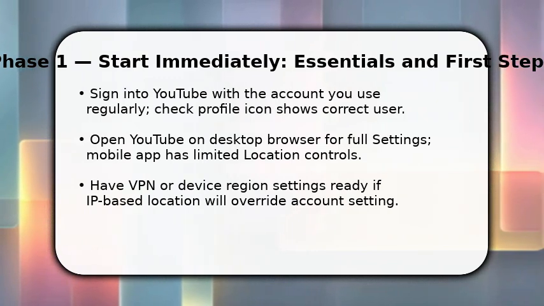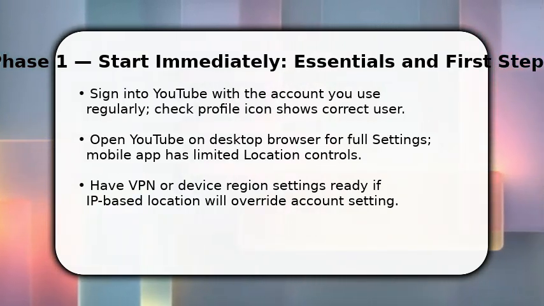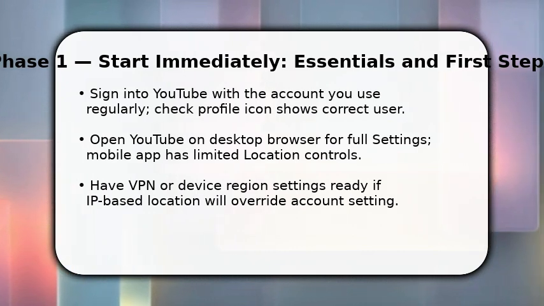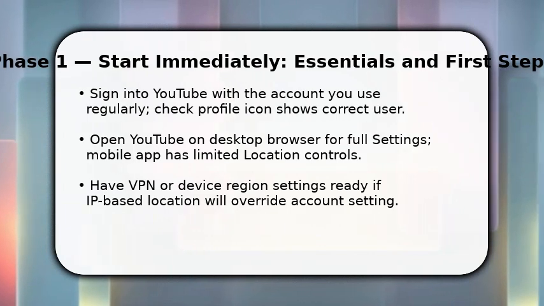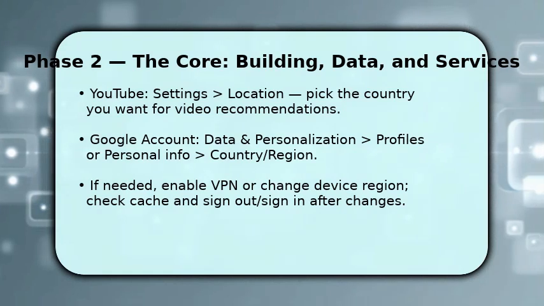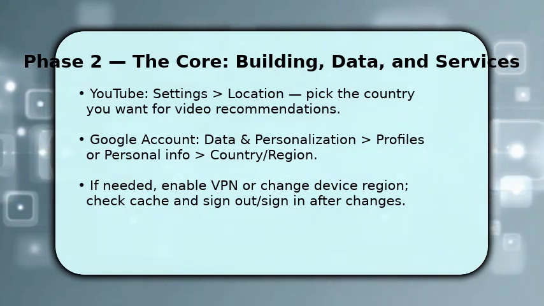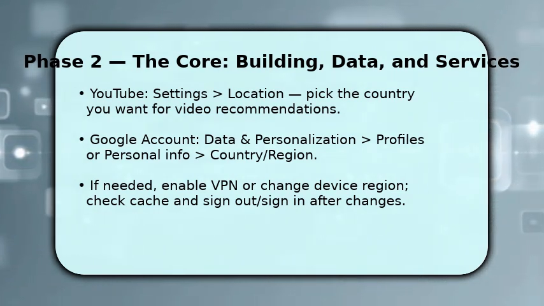You'll also open your Google account in a separate tab to check country settings. Start with settings location on YouTube and keep the VPN off for the moment, so you can see the current default. Now you change both the YouTube location and the Google account country so the platform recognizes your preference. Go to YouTube settings, choose location, and select the desired country.